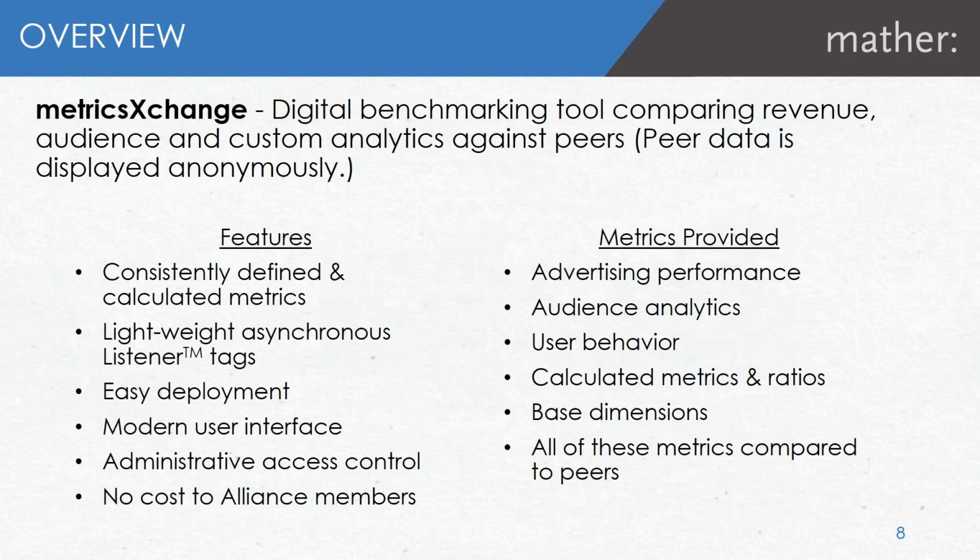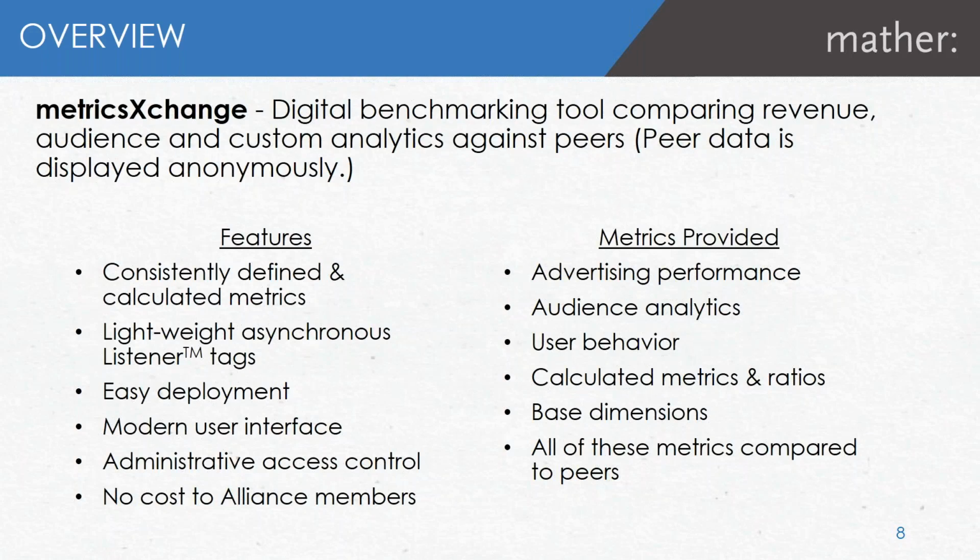Note that, as you can see on the slide, peer data is displayed anonymously, so you won't know who those peers are, but you can have confidence that the cohort is of similar size in comparison, so you get an apples to apples comparison. Again, on the feature set, we're talking about consistently defined metrics.